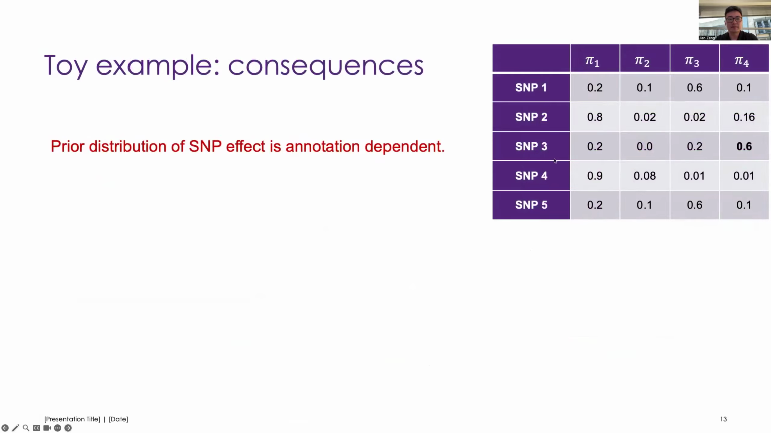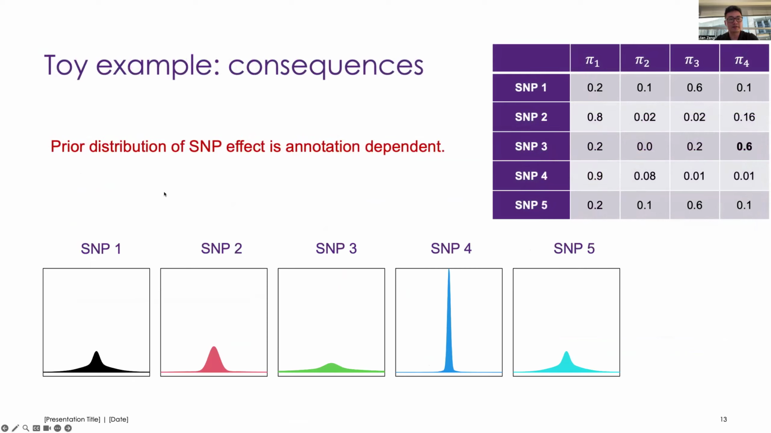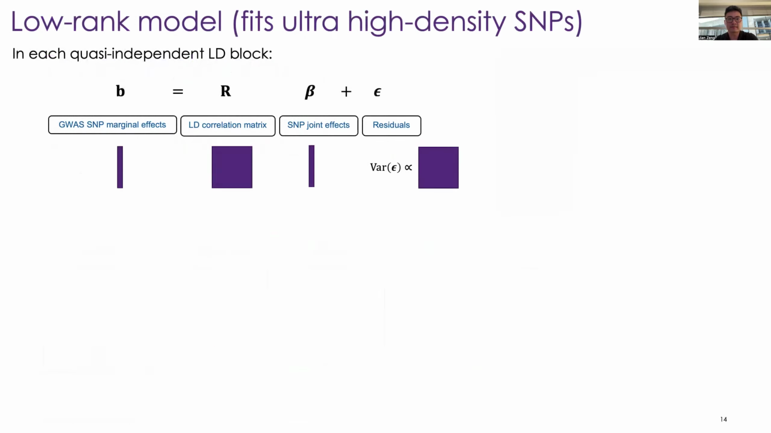And given these different prior probabilities, as an outcome, we will have a different prior distribution for different SNPs. So depending on these pi values, even though each of the components is the same normal distribution, a combination of them would produce a different prior distribution for the SNP effect for different SNPs. And these SNP distributions are annotation dependent. So this is a key distinction between SBayesRC and the other annotation-agnostic methods.